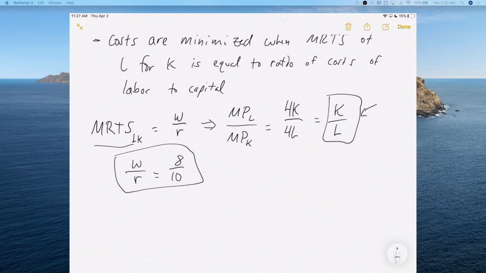So we're just going to say K over L is equal to 8 over 10. Multiply the L over, so K equals, let me say, oops.